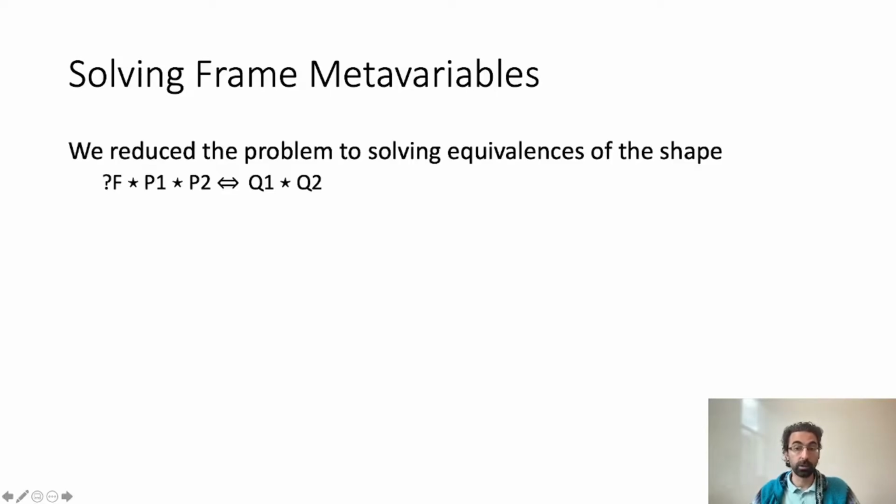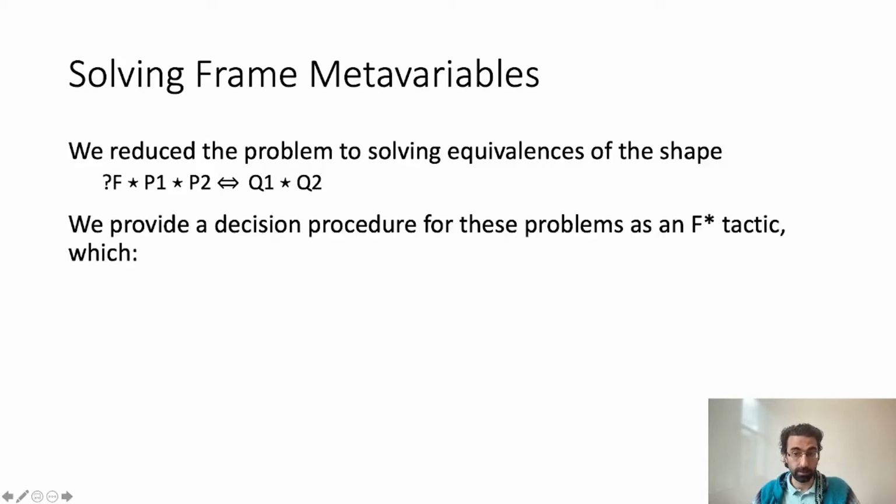So, based on what we just observed, we reduce the problem of frame inference to solving equivalences of the shape F star P1 star P2 is equivalent to Q1 star Q2. And to solve this well-defined and well-structured problem, we define an AC unification decision procedure, which we implement as an F-star tactic, ensuring its correctness with respect to F-star's type theory.